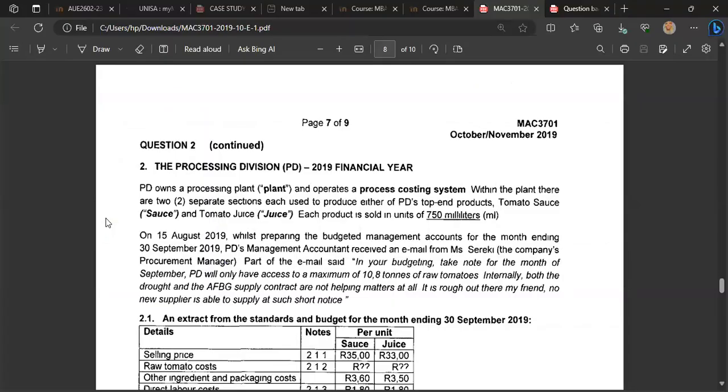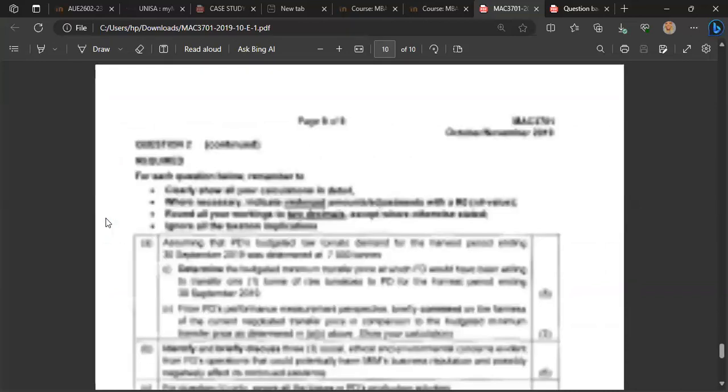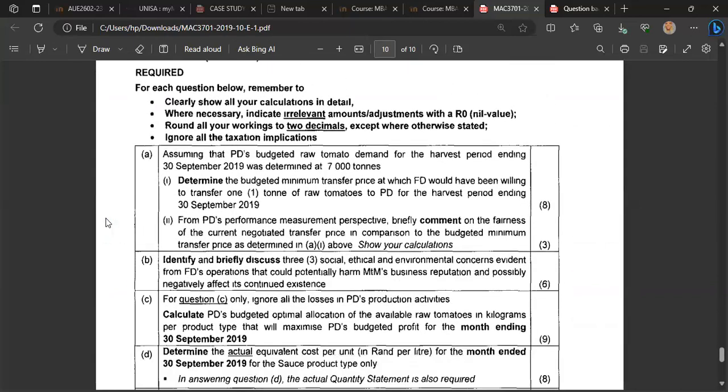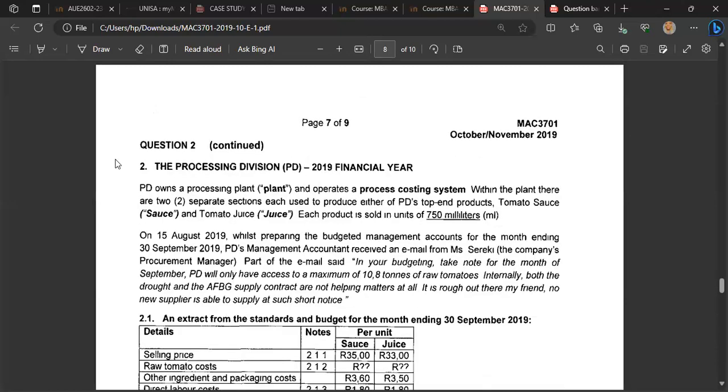Right. So still on this question now, on question 2. From PD's performance measurement perspective, briefly comment on the fairness of the current negotiated purchase price in comparison to the budgeted minimum transfer price as per your calculation here. So let's see what the current is, and then we come.